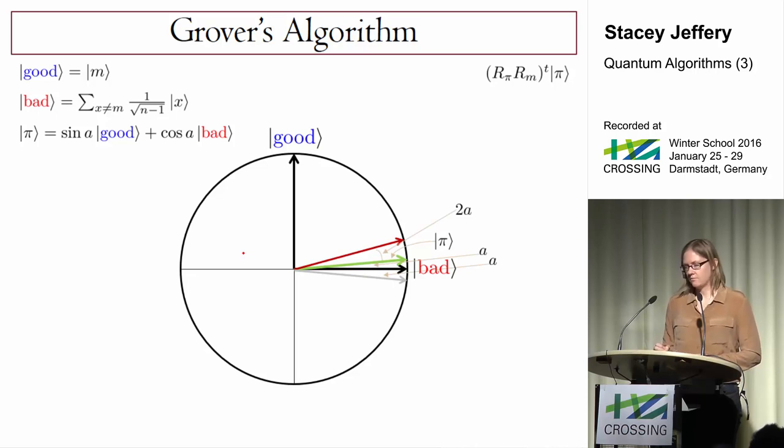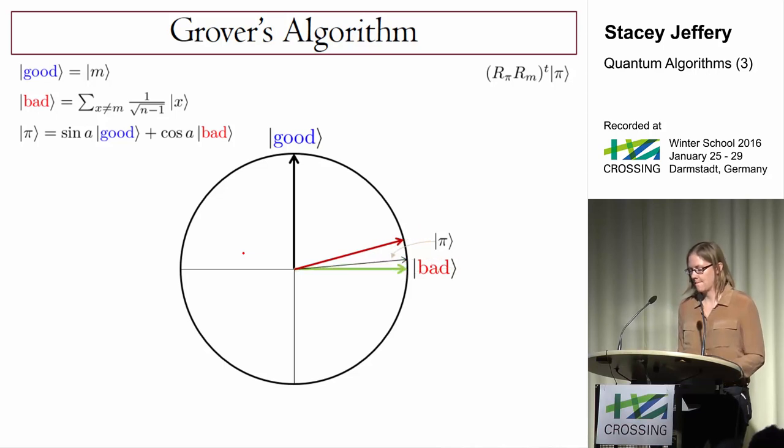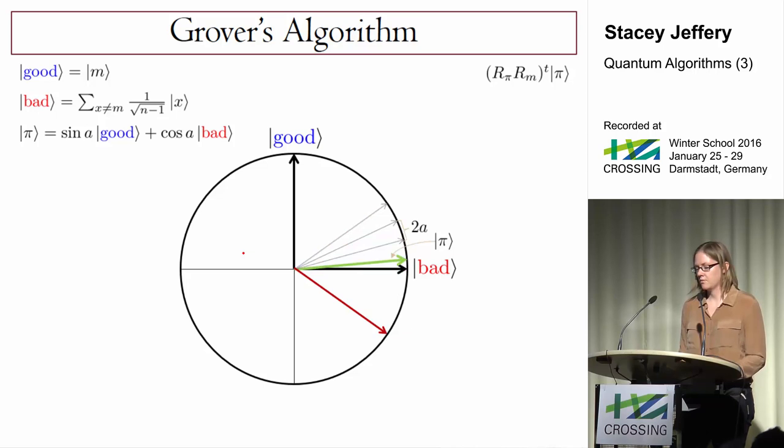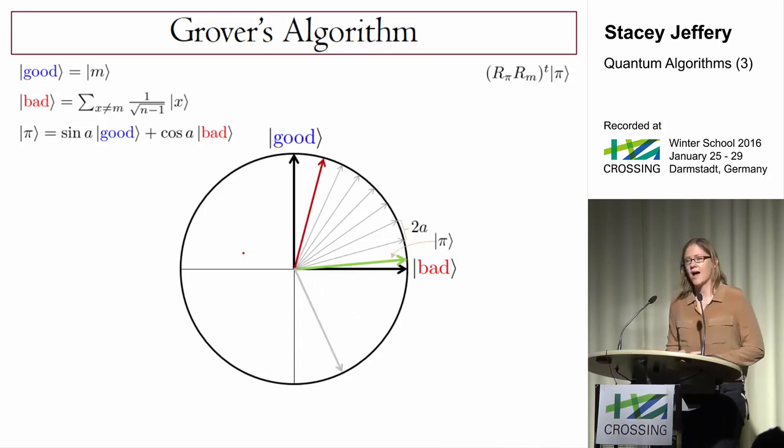And in fact, every time we apply this pair of reflections, we'll move 2a angle closer to good. So the next thing we're going to do is, again, reflect through bad, and that results in this state. And then we're going to reflect through pi, and that results in this state. And again, we've increased our angle away from bad by 2a. Okay, so we keep repeating this, and every time we do a pair of reflections, we're getting closer and closer to good, until at some point we have very high overlap with good.